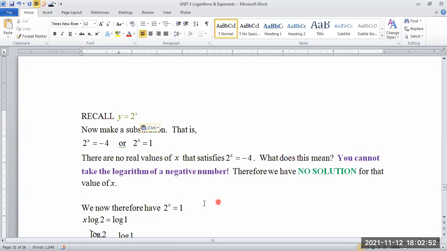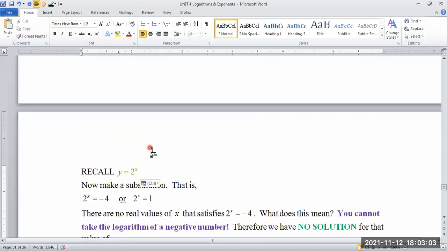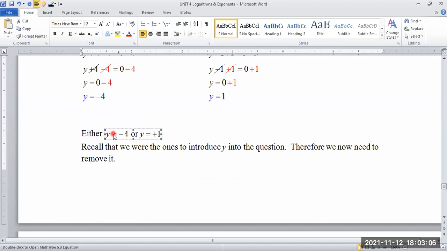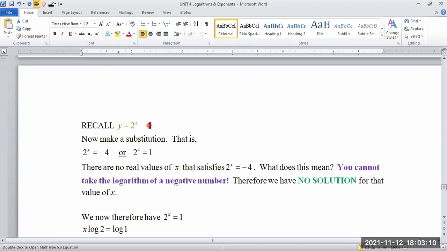So I'm recalling that y is equal to 2 to the x. Now the value of y is negative 4, and the value of y is negative 1. I'm recalling that y is equal to 2 to the x, and that y is equal to negative 4, or y is equal to positive 1.